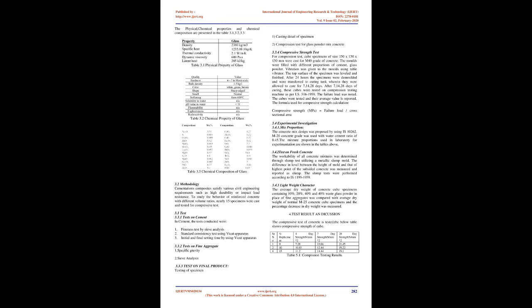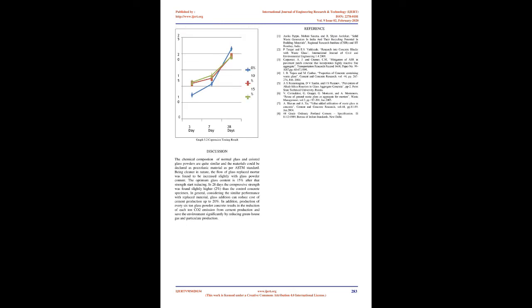3.3.4 Compressive strength test. For the compression test, cube specimens of size 150 x 150 x 150 mm were cast for M40 grade of concrete. The molds were filled with different proportions of cement and glass powder. Vibration was given to the molds using a table vibrator. The top surface of the specimen was leveled and finished.